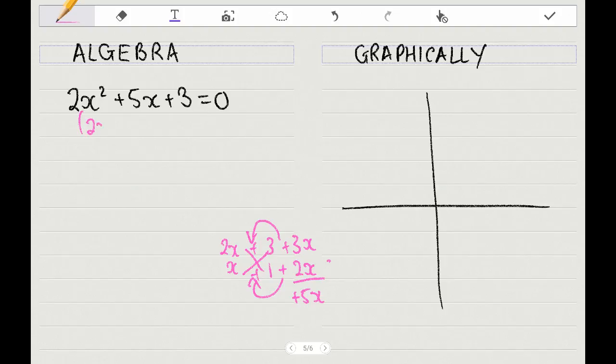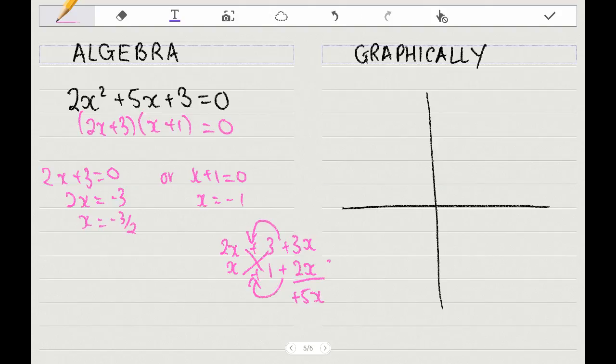So here are our factors, so let's fill them in. This is 2x plus 3 times x plus 1 is equal to 0. Then we say 2x plus 3 is equal to 0, so we get 2x is equal to minus 3, and x is equal to minus 3 over 2. Or x plus 1 is equal to 0, x is equal to minus 1. So if this was a graph, we'd have minus 1 there and minus 3 over 2 there. That's minus 1.5, and then it looks something like that.